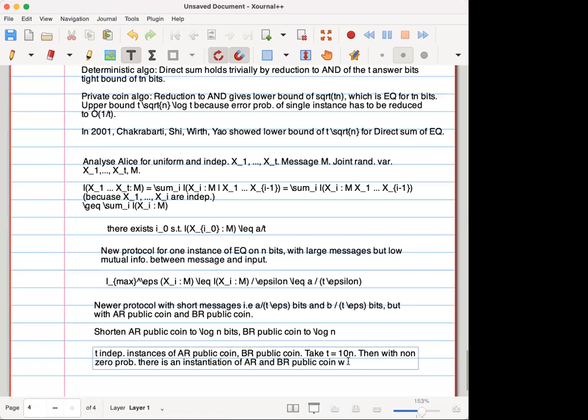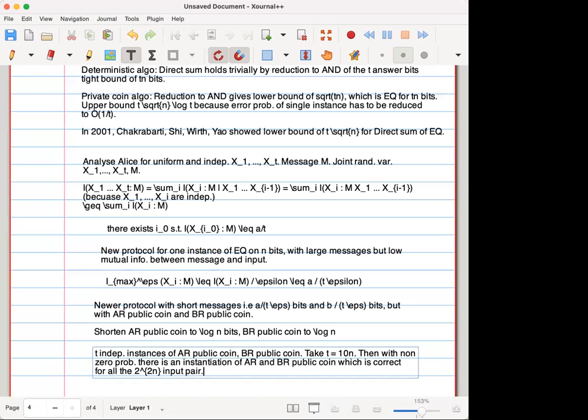With non-zero probability, there's an instantiation of AR and BR public coin which is correct for every input. So even after the union bound, it's exponentially small. Actually, all I care about at this point is that after the union bound, it has to be non-zero. So this says that if I take t equal to 10n, with non-zero probability, there's an instantiation of the AR and the BR public coins which is correct for all the 2 to the 2n input pairs.